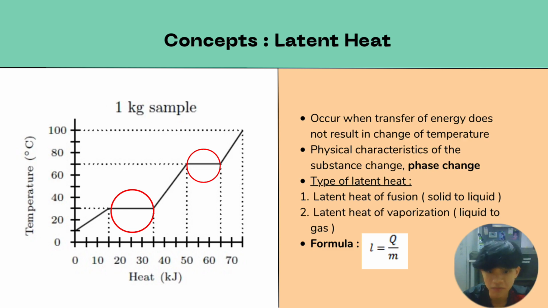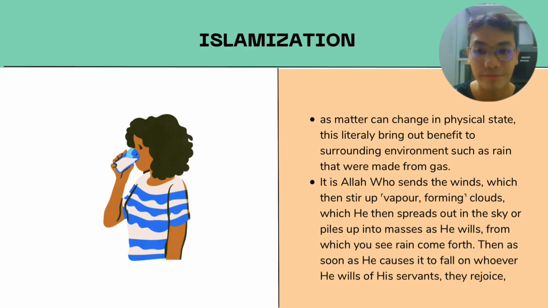Based on the graph, we can see latent heat as the horizontal line. For the final part, I will tell you about Islamization. So, this one is about latent heat.